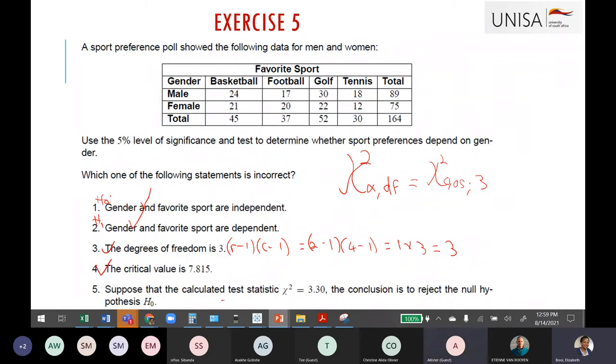That is correct. Okay, the last one, it says, suppose that the calculated test statistic is 3.30. The conclusion then will say that we will reject the null hypothesis, which is H naught. So what critical value did we get? We got 7.815. The test statistic they have is 3.30. Where does 3.30 lie? In the do not reject area. This says we are rejecting, therefore it is incorrect.